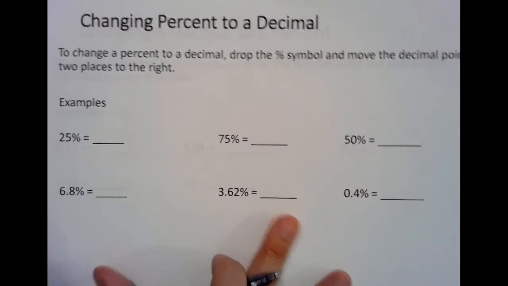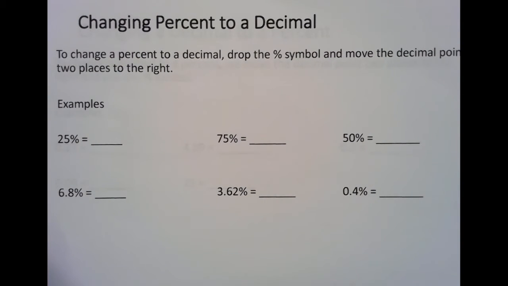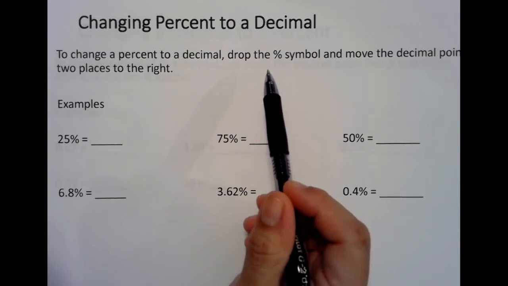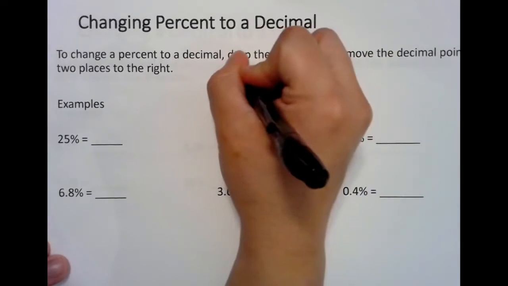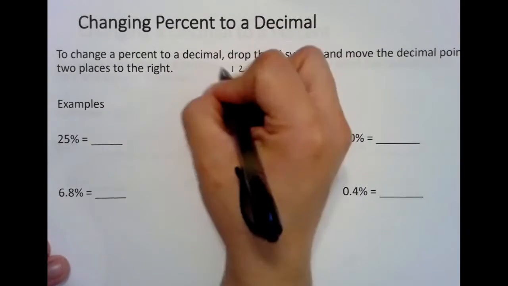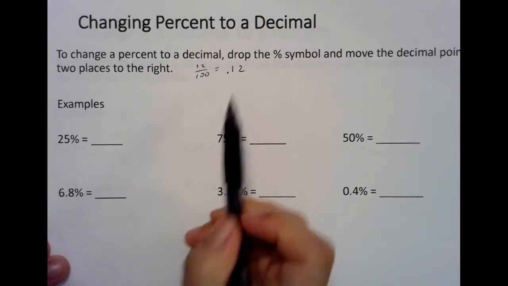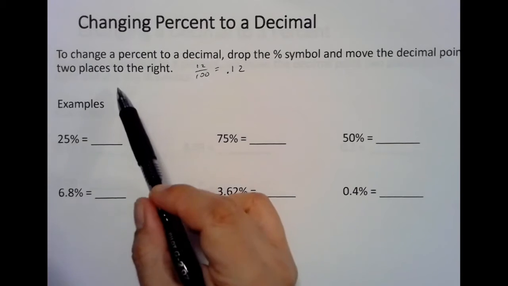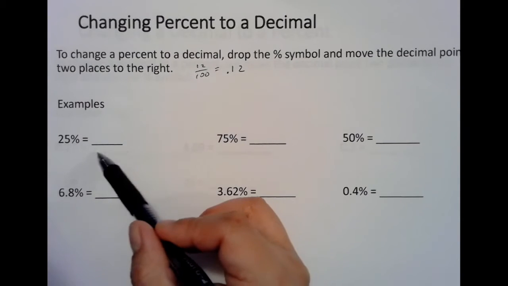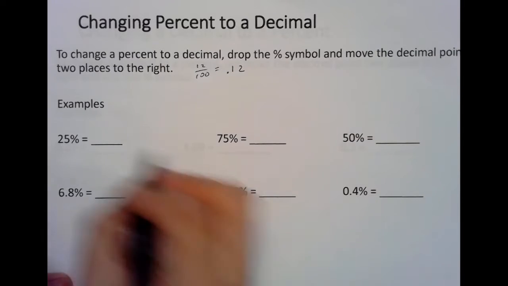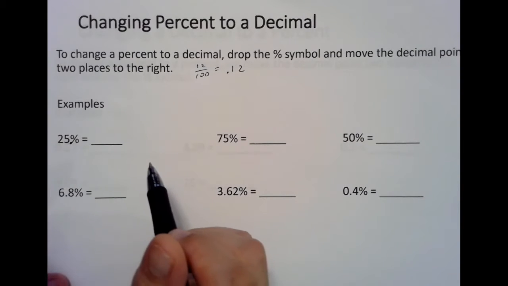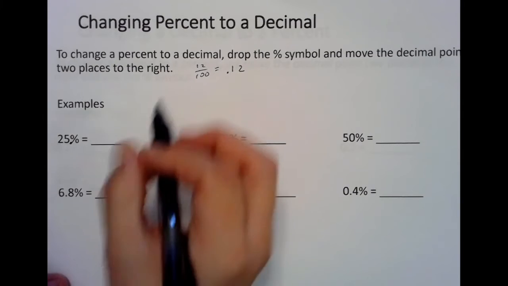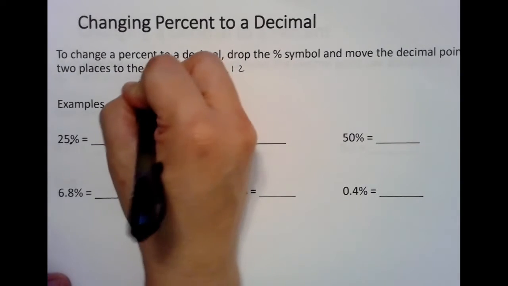Okay, so what if we want to change percent to a decimal? Remember, just a little review, that a decimal has the tenths place and the hundredths place, right? This is the same as 12 hundredths. So we just drop the percent symbol and move the decimal point 2 places. When you do not see a decimal point, the assumption is that it's right there to the right of the whole number. Right, so this is actually to the left, sorry.